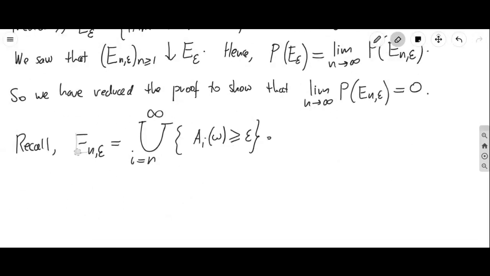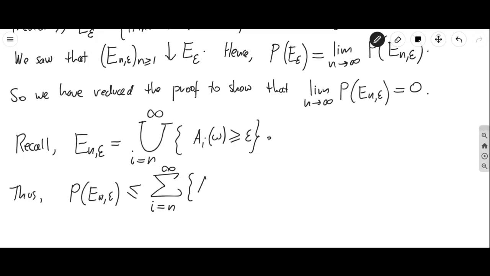And we are taking the probability of this thing. So we're going to use the same idea that we used before. When you take the probability of a union, it will be less than or equal to the probability of the sum, because these could be overlapping. So thus, the probability of E_n subscript epsilon is less than or equal to this sum of a_i of omega greater than or equal to epsilon.